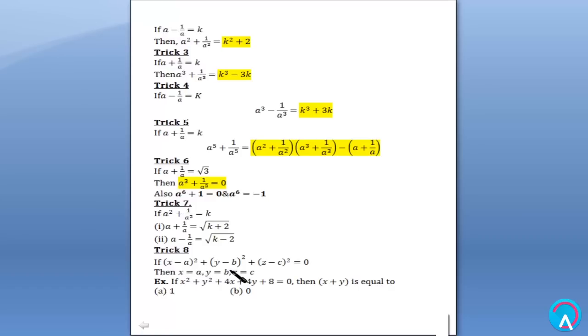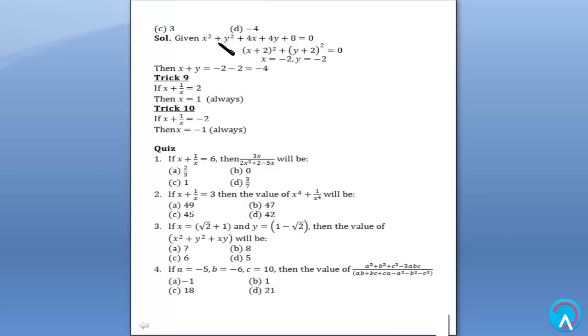If x minus a whole square plus y minus b whole square plus z minus c whole square is equal to 0, then x is equal to a, y is equal to b and z is equal to c. Let's take an example. If x square plus y square plus 4x plus 4y plus 8 is equal to 0, then we have to find the value of x plus y here. These are the options.